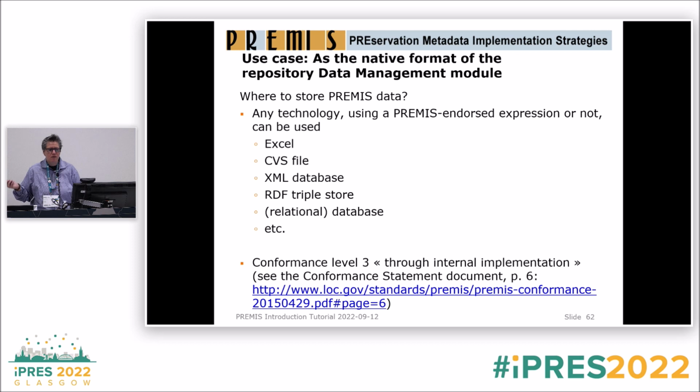Like we said many times, any technology, using a PREMIS endorsed expression or not, can be used. You can capture the PREMIS information in Excel spreadsheets and CSV files and XML databases, RDF triple stores or pretty much anything. So that would be very well within any conformance level. Conformance level 3 would just say that you would have to have that in a PREMIS native descriptor of the semantic unit.